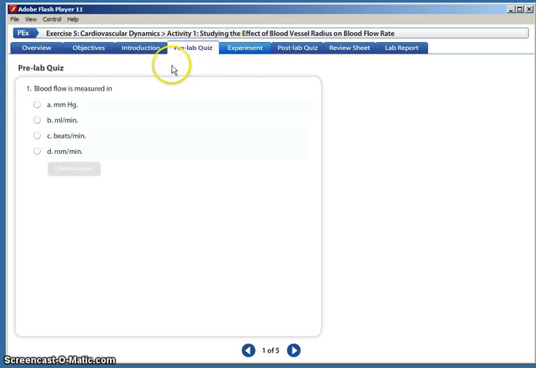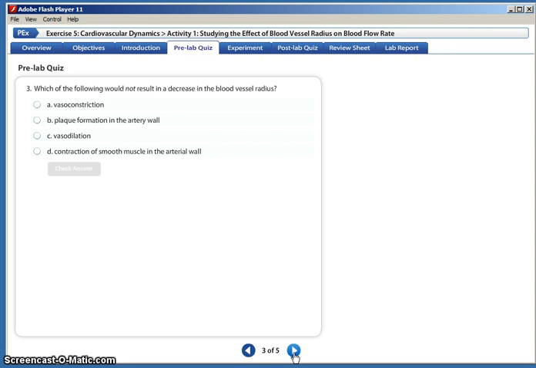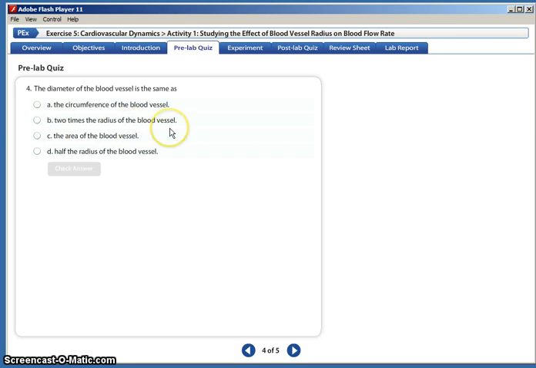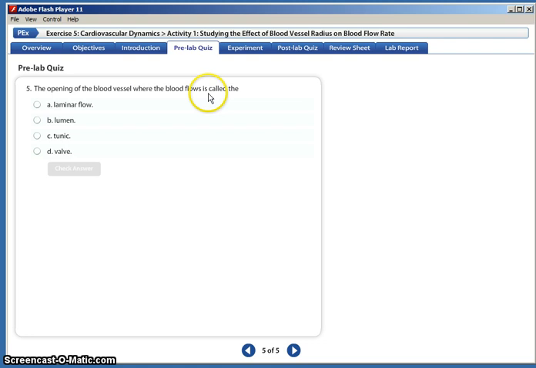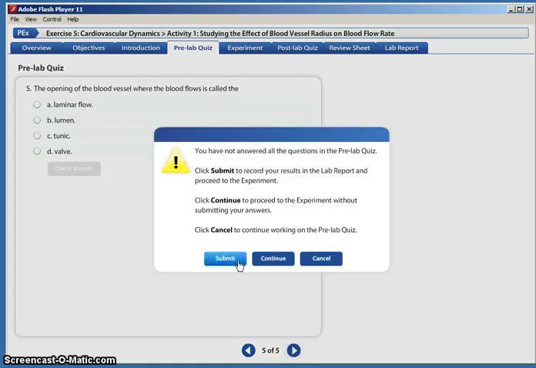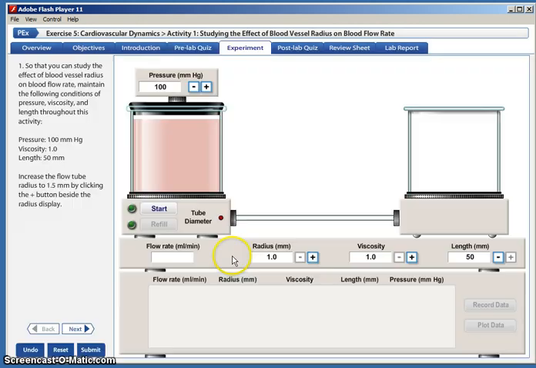In the pre-lab quizzes, which I don't collect but can be good telltales, you get a series of questions about blood flow, what has the greatest effect on blood flow, which of the following would not result in a decrease in blood vessel radius. The diameter of the blood vessel is the same as 2 times the radius. So just making sure you understand your math. The opening of the blood vessel where the blood flows is called the lumen, and we're done. We submit that, but again, that's not important for us.